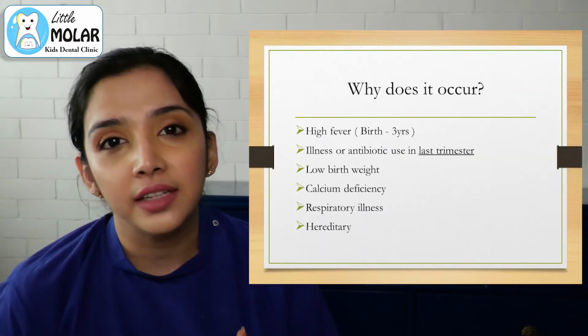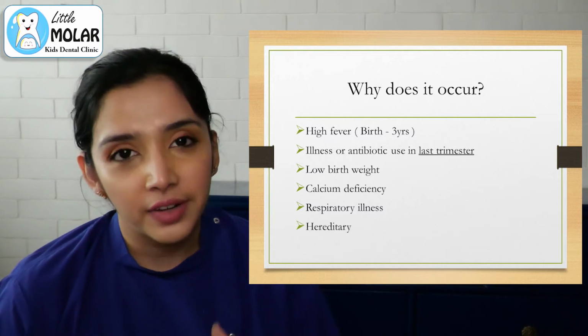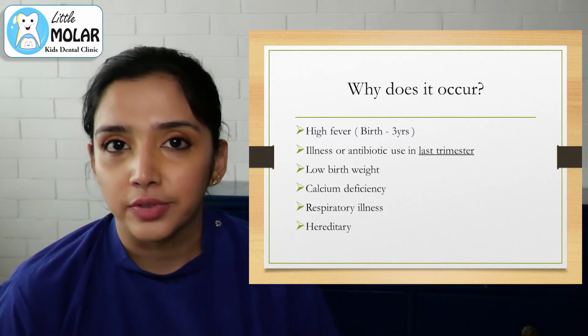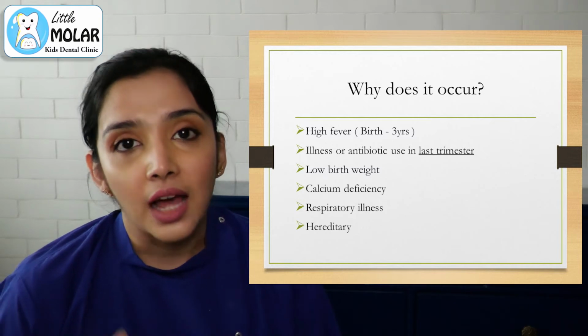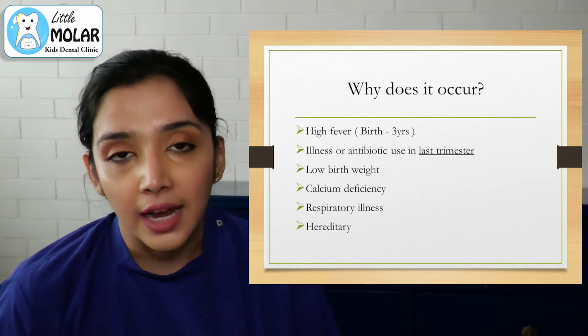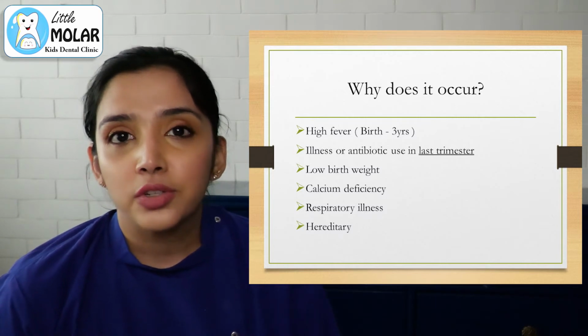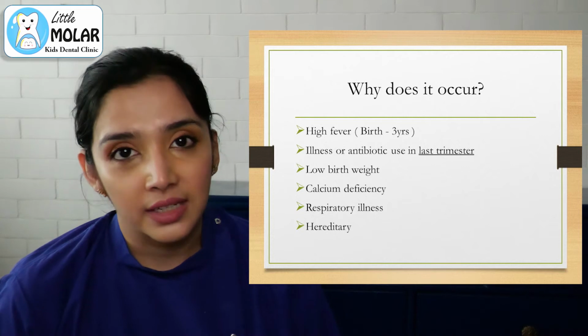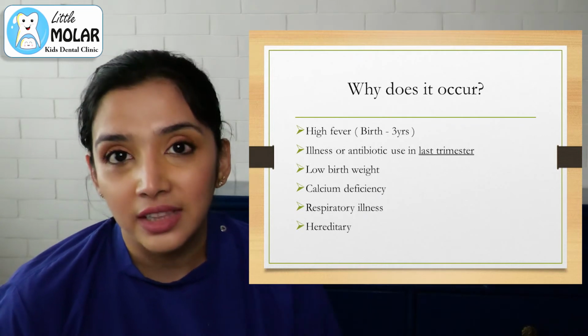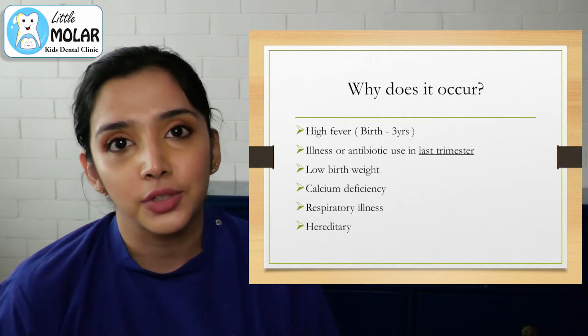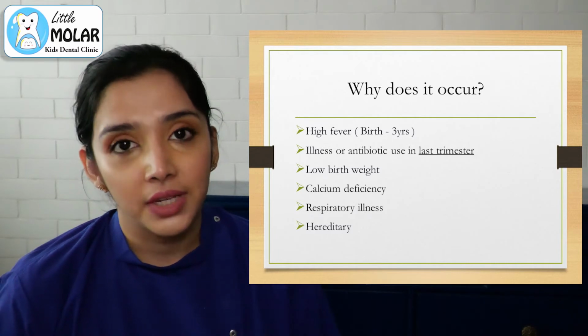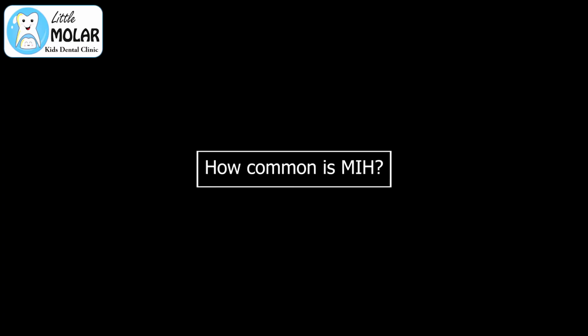Currently, our science is not able to pinpoint the exact cause of MIH, but it is found to be more frequent in children who have had illnesses or high fever when they were very young, that is from birth to 3 years of age. Even women in their last trimester of pregnancy who have taken antibiotics, it has been found that their children have had MIH. Also, children with low birth weight or suspected calcium deficiency or even respiratory illnesses have been found to have MIH. Heredity also plays a major role in MIH prevalence.